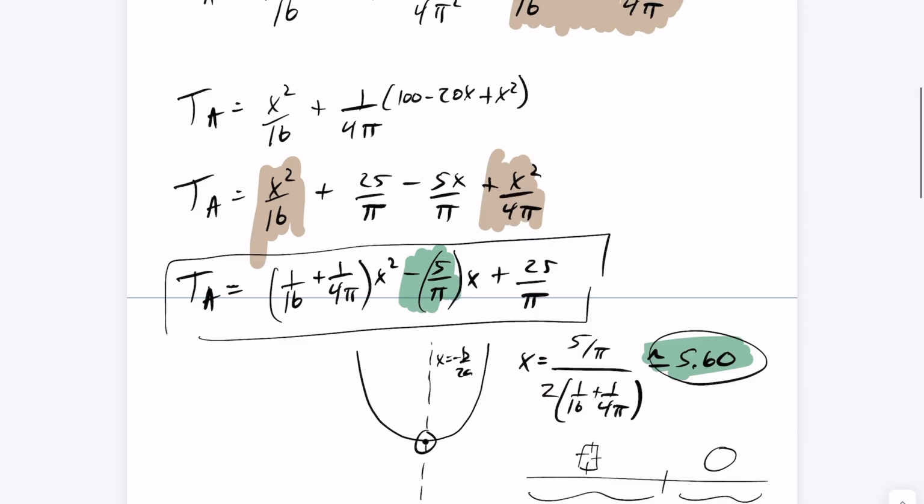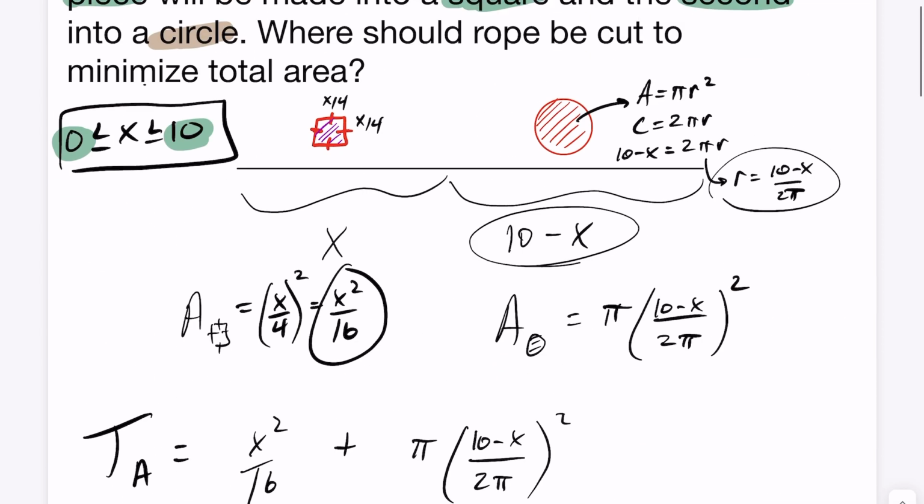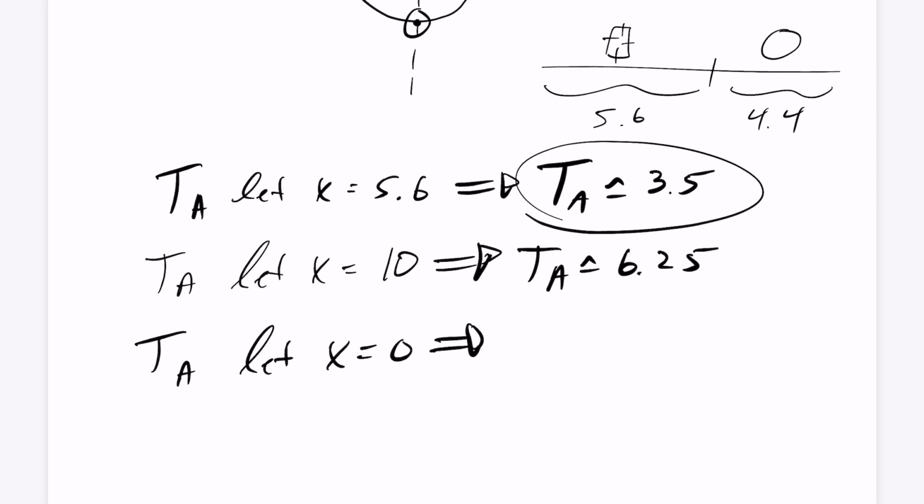So let's go ahead and take a look at what values you get when you do that. So for my total surface area, let's say I let x be 10. So if I'm letting x be 10 here, you can see that you're doing all square. And if you punch this in, you'll find out that your total area comes out to be approximately 6.25. And if you go ahead and let x be 0, and by letting x be 0, I'm doing all circle, my total area comes out to be 7.9. And these are measured in meters squared for each of these units.